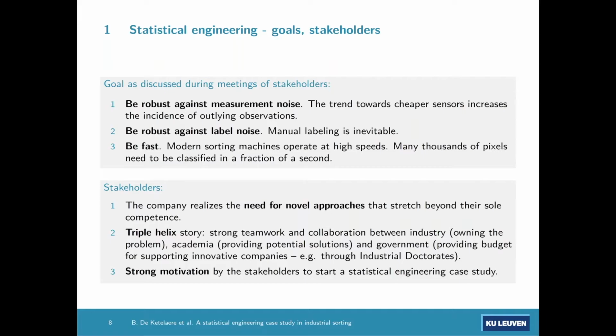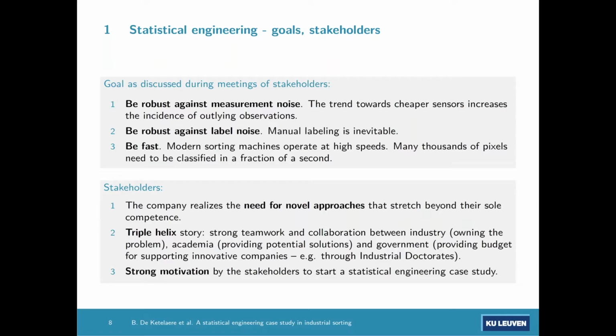The second most important goal is that we should also be robust against this label noise, because people realize that a manual labeling step is inevitable when doing the reference measurement for the classifier. And the third one, which is important when you look at real-time classification, is that whatever the solution at hand, it should be a very fast solution or a very fast classifier. Those modern sorting machines really operate at very high speeds. There are many thousands of pixels that need to be classified in a fraction of a second. So being fast is really crucial in a solution here.